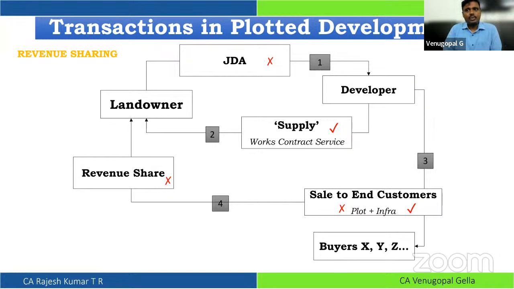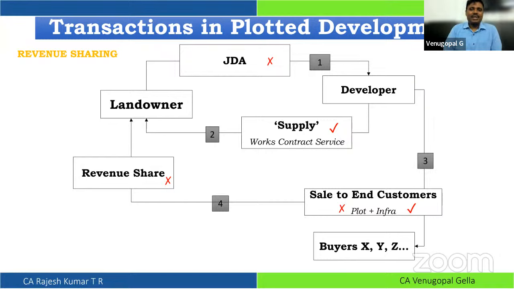When a sale is happening to the end customers, the sale could be in two stages. Stage one or model one, where it is sold as such as a plot, or there are two separate agreements entered with the customer, one for the sale of plot and another for infra. In such a scenario, there is no GST on the sale of the plot to the end customer. While if there is an infra that is being sold, there would be a GST.